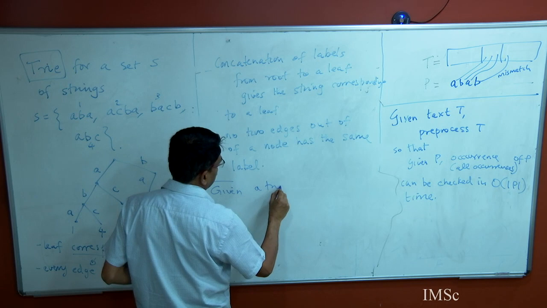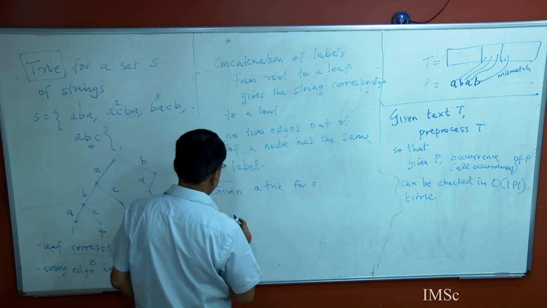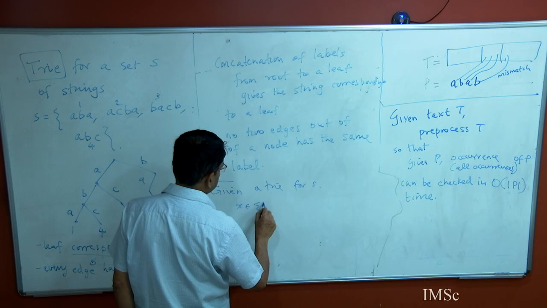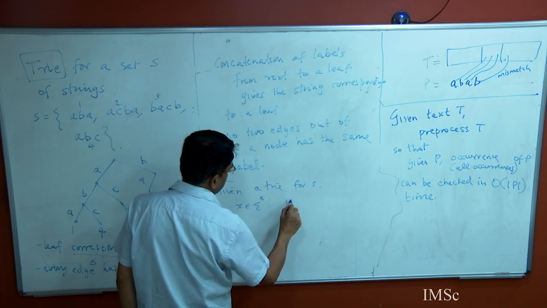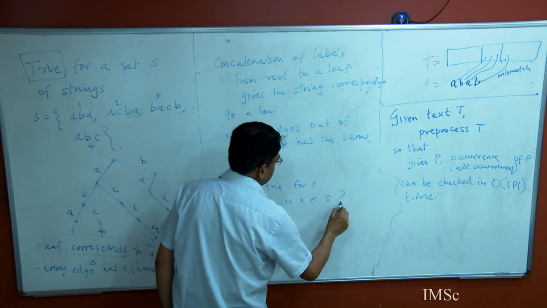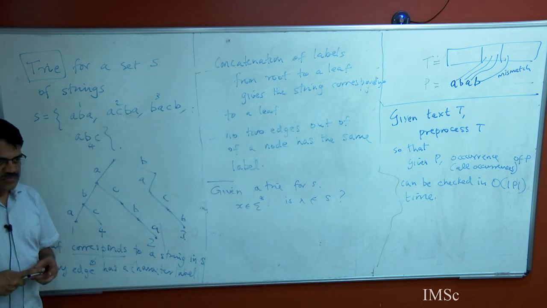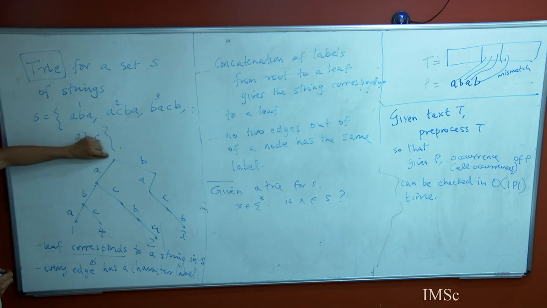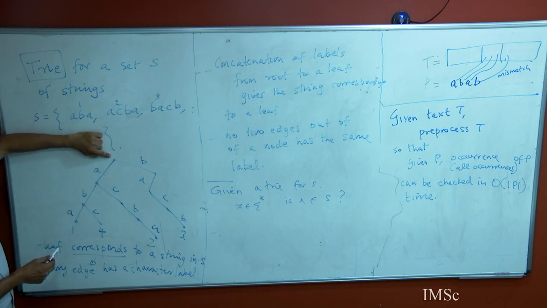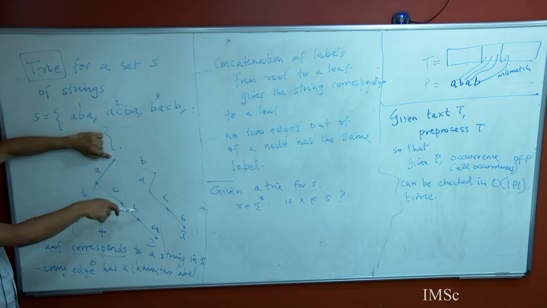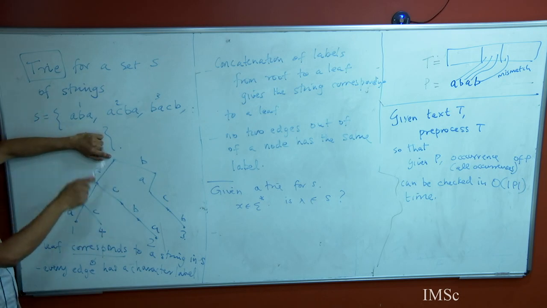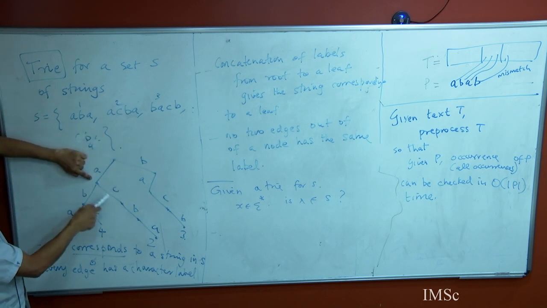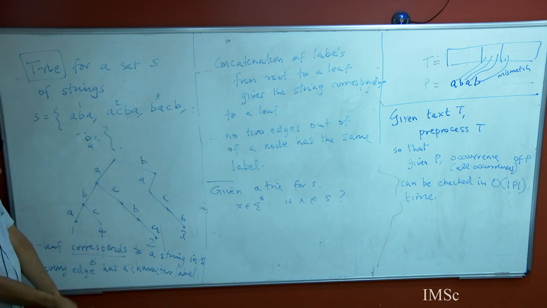a trie for S, suppose there is some x in sigma star and I ask, is x in S? How do I find this? How much time does it take? Length of x, right? So what do I do? I start from the root, take the first character of x and see if there is an edge going out of that node. If it's not there, good, x is not there. If it's there, I follow through, take the next character, follow through. The good thing is that if at all there is an edge out of a node, there is only one with that character.